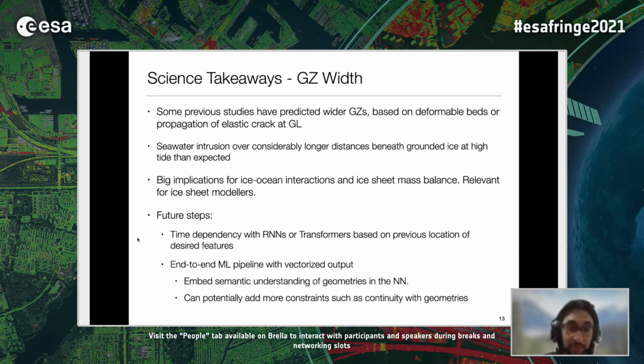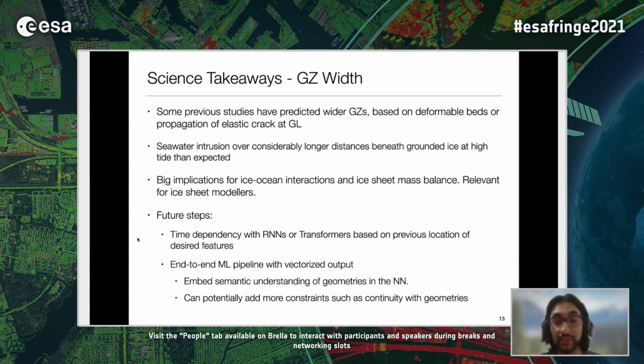Just to finish up, I'll say that while this is working well, and we actually published this work in Nature Scientific Reports this year, there are still some aspects that we would like to work on going forward. One is introducing an element of temporal dependency and memory to the system, where if you know where the grounding line was at one point in time, you use that information in the next time step.